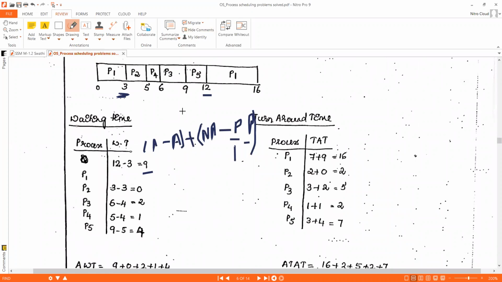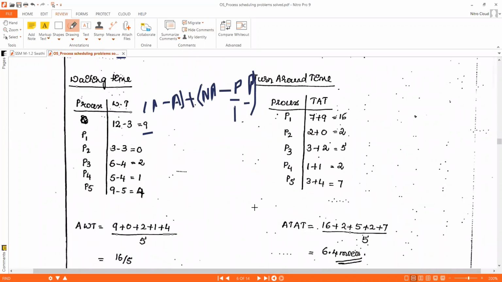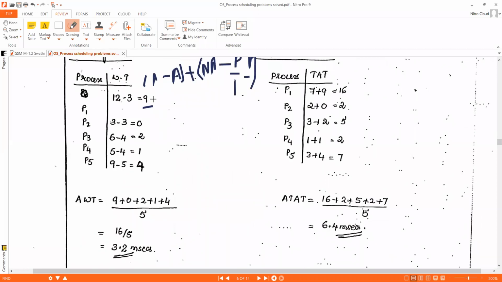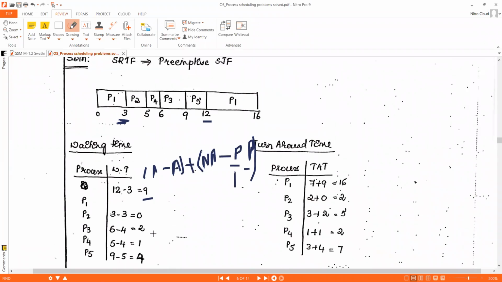Now we'll find the average waiting time. The average waiting time formula is the sum of all the processes' waiting times divided by the total number of processes. Here process 1's waiting time is 9, plus process 2's waiting time is 0, plus process 3's waiting time is 2, plus process 4's waiting time is 1, plus process 5's waiting time is 4, divided by the total number of processes, which is 5. We'll get 3.2 milliseconds.